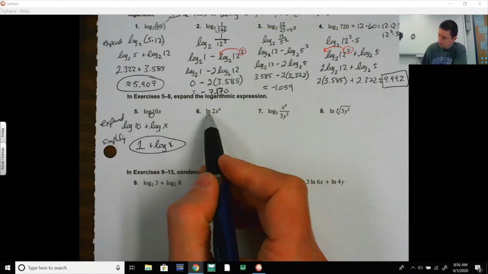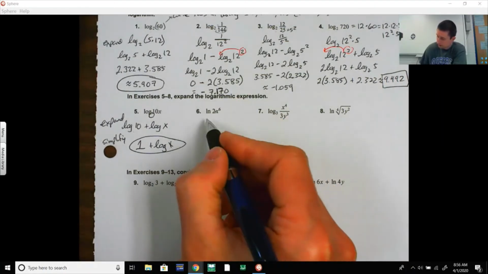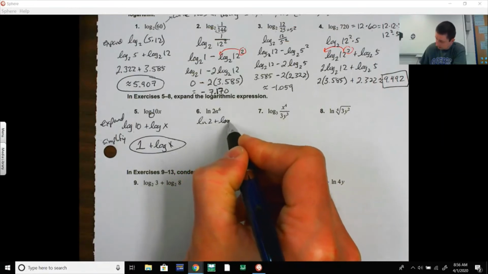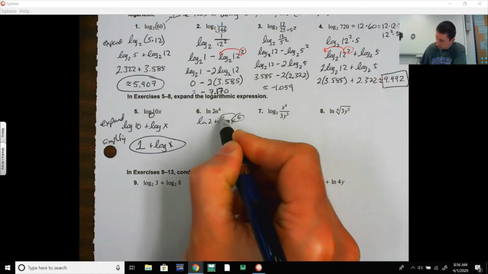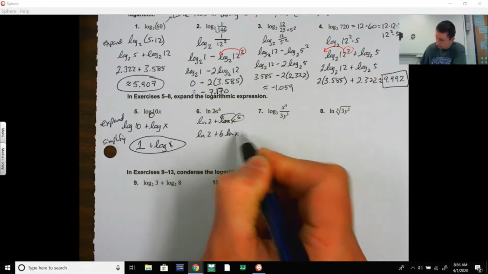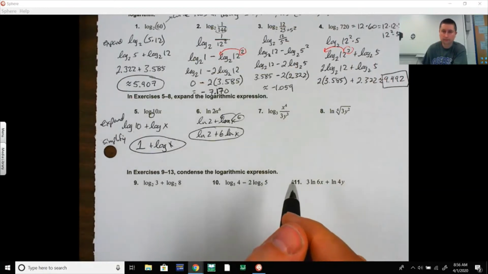Okay, natural log, 2 times x to the 6th. So that's natural log of 2 plus natural log of x to the 6th. Frog log it. Natural log of 2 plus 6 natural log x. Natural log has a base of e. There are no other e's showing up, so we'll leave it like that.